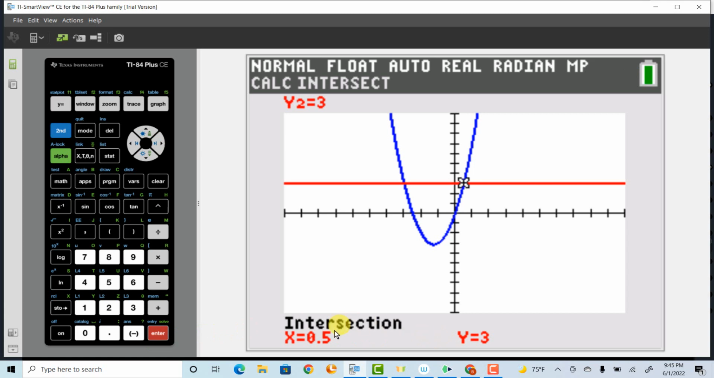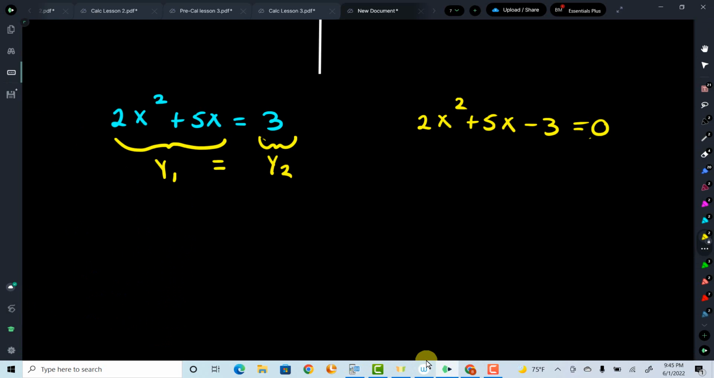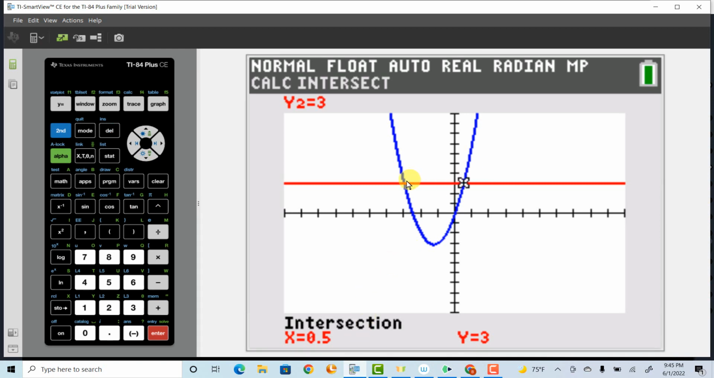And it tells me that the point of intersection is x equals 1/2, y equals 3. Well, when we're solving the equation, it's the x value that we care about. So here we get x equals 1/2. Okay, we need to do it again because it actually intersects in 2 places.